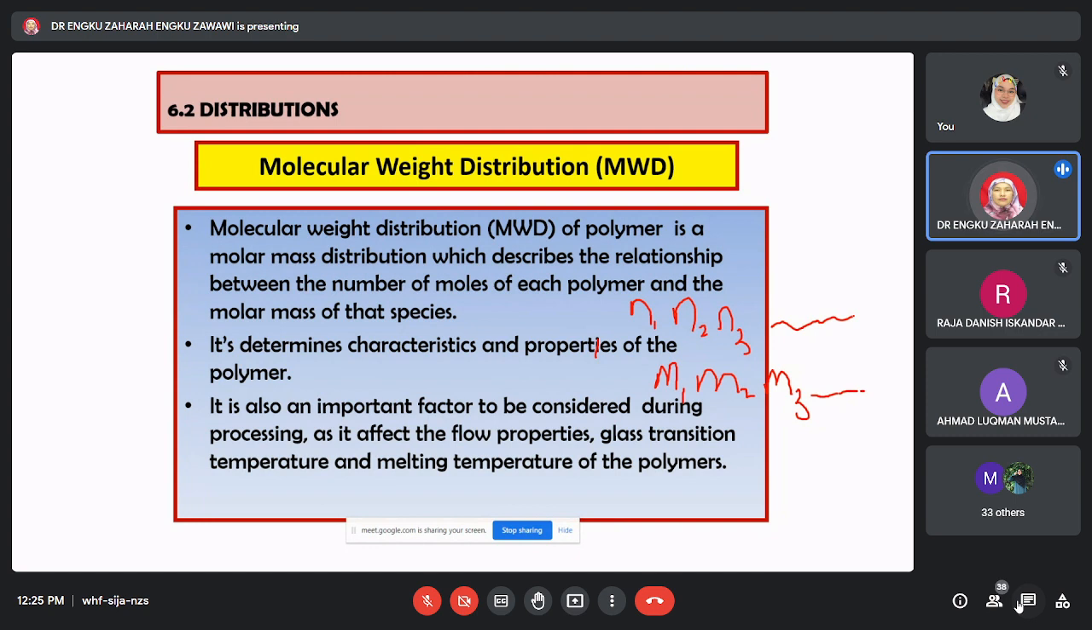So dia akan jadi Mn sama dengan jumlah lah, summation. Okay, so it's also an important factor to be considered during processing juga. So penting untuk kita determine characteristic and properties of the polymer, kerana dia juga penting factor to be considered during processing as it affects flow properties, glass transition temperature and also the melting behavior of the polymer.